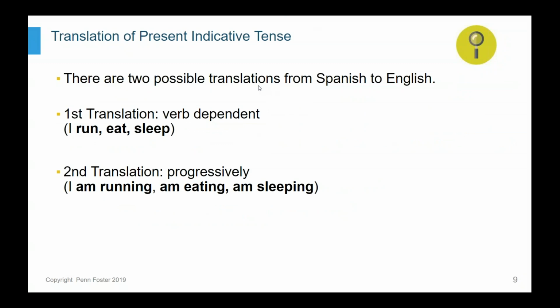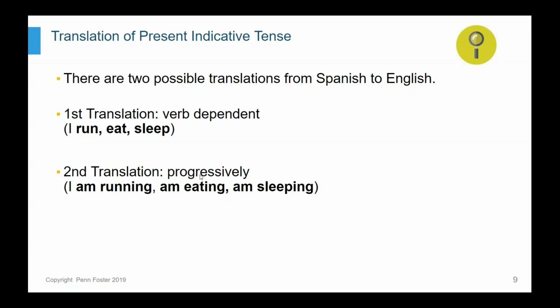So continuing with our discussion of present tense, we'll now discuss the translation. So there are two possible translations, as it says here. The first is verb dependent, such as I run, I eat, I sleep. You see that these are not sounding the same, they are verb dependent.